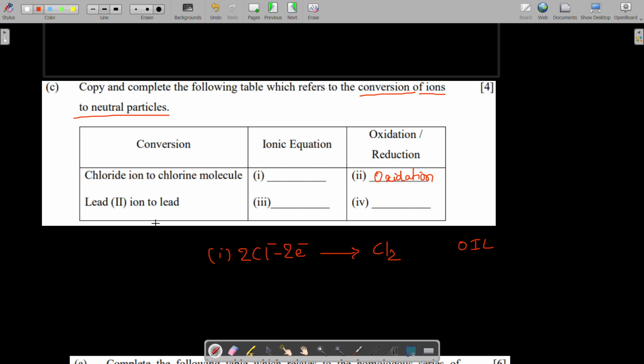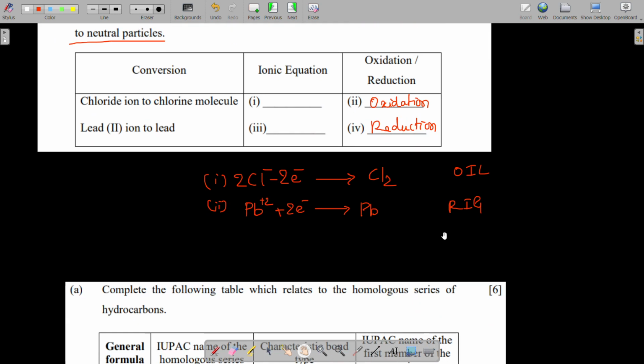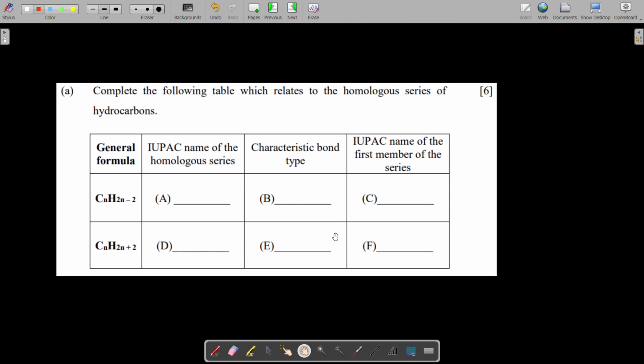Okay, don't have confusion. Lead 2 plus ion to lead. Second equation I will write here, Pb 2 plus. You have to convert it into lead, Pb. So it will accept 2 electrons and become lead. Reduction is gain of electron. So this is reduction. Okay, done. Come to the next one.